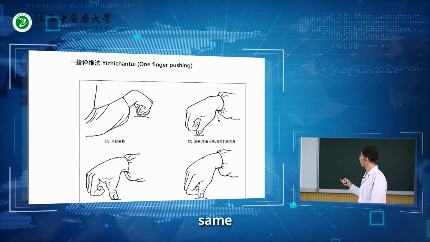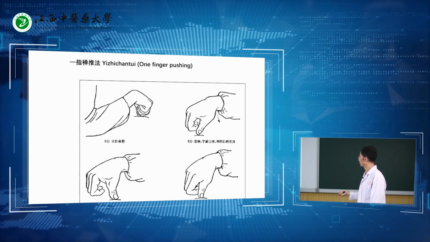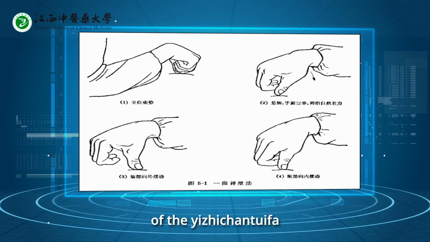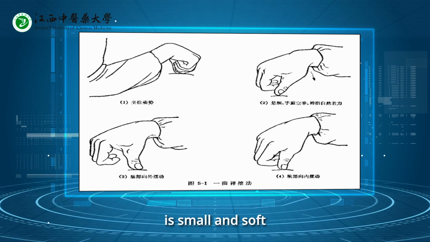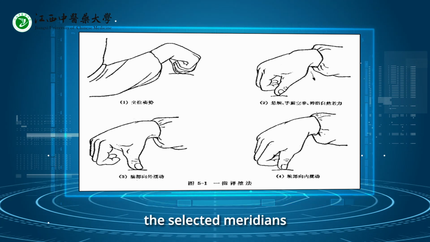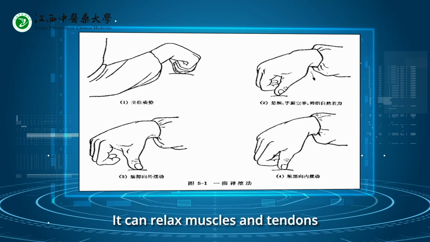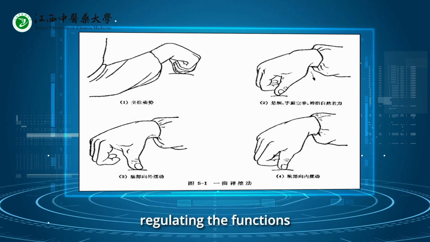一指禅推法 same. The touching area of the 一指禅推法 is small and soft. It can stimulate the selected meridians and acupoints continuously, gently and forcefully. It can relax muscles and tendons, stretch the blocked meridians, promote the circulation of the qi and blood, regulating the functions of the zangfu organs.